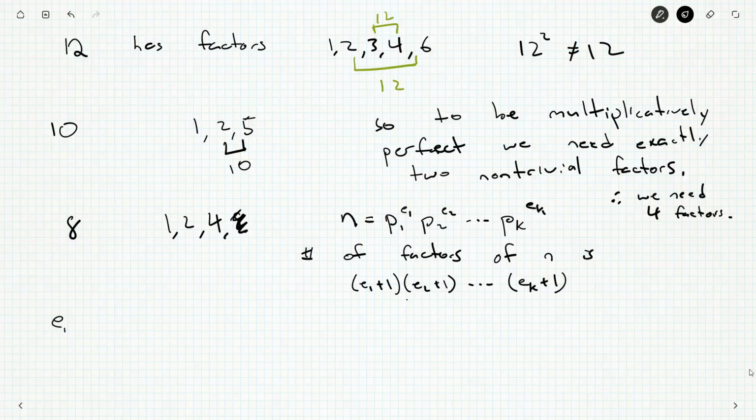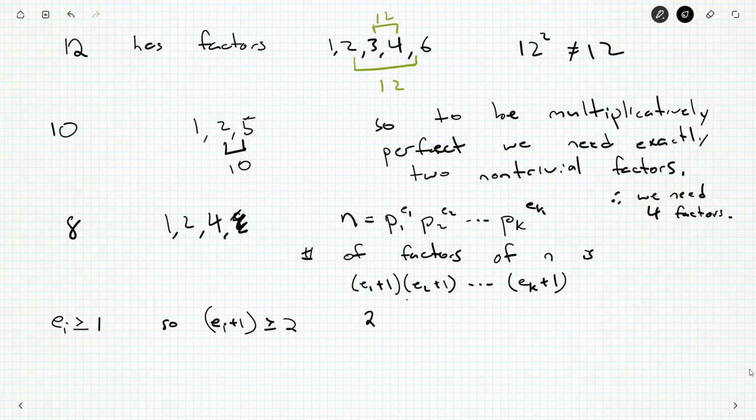So now each of these E1s, which I'll call EIs, each of them has to be greater than or equal to 1. Otherwise, you're going to have 2 to the 0, and why would you even include that? And that tells me that each of these EI plus 1s is greater than or equal to 2. So if I have 3 or more of them, I've got a product that's at least 8. That's not going to work.